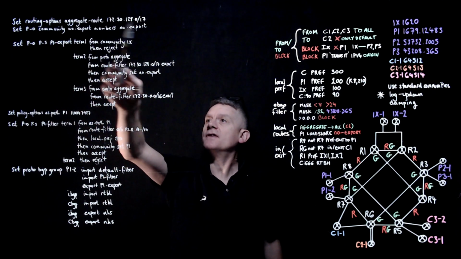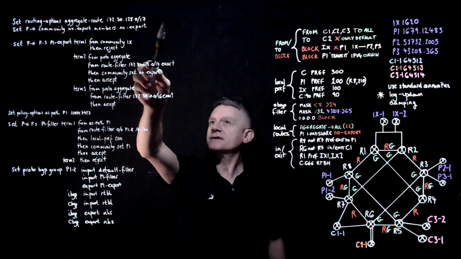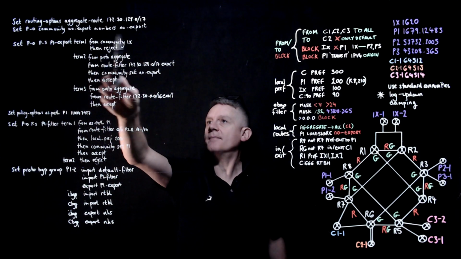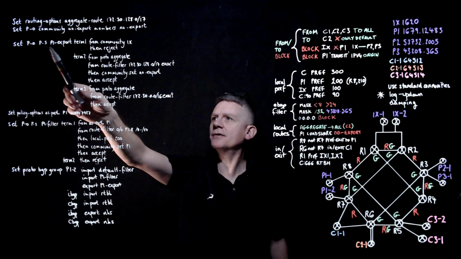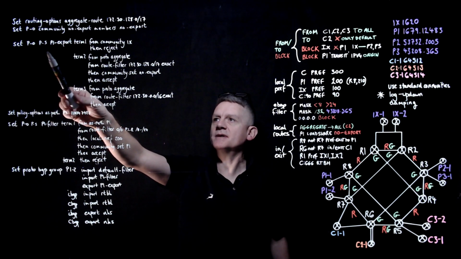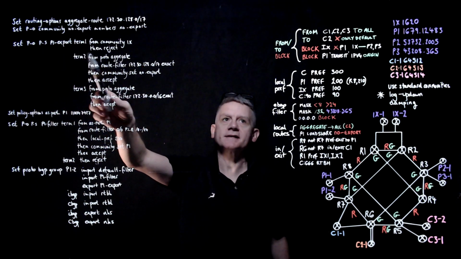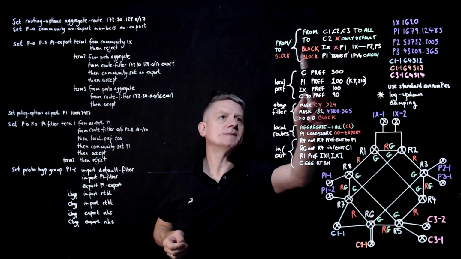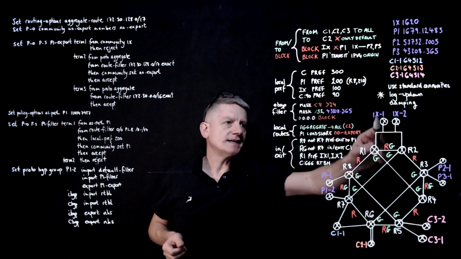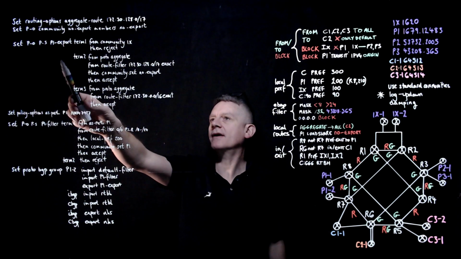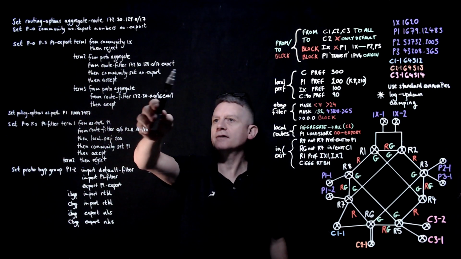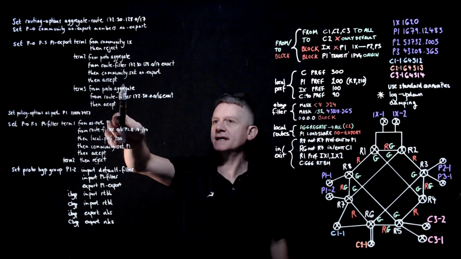So define the new aggregate, set routing options, aggregate route, there it is, and there's the definition of the community. So set policy options, policy statement, P1 export, from community IX and reject. This is important because we don't want the AS P1 swapping routes with the internet exchange. Then we're going from the aggregate, grab it, set it to no export and accept it.